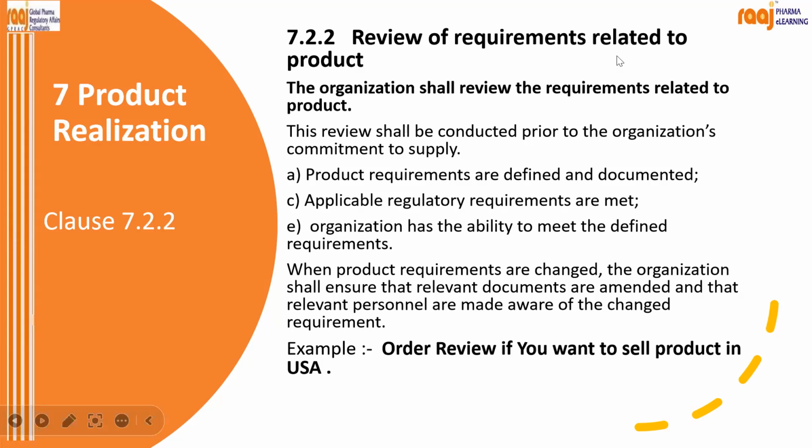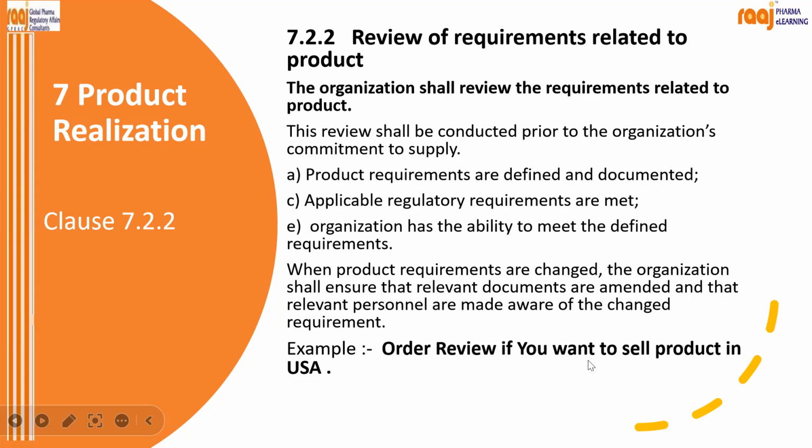Then review 7.2.2, review of requirements related to product. The organization shall review the requirements related to product. This review shall be conducted prior to the organization's commitment to supply. Product requirements are defined and documented. Applicable regulatory requirements are met. The organization has the ability to meet the defined requirements. When product requirements are changed, the organization shall ensure that relevant documents are amended and that relevant personnel are made aware of the changed requirements.